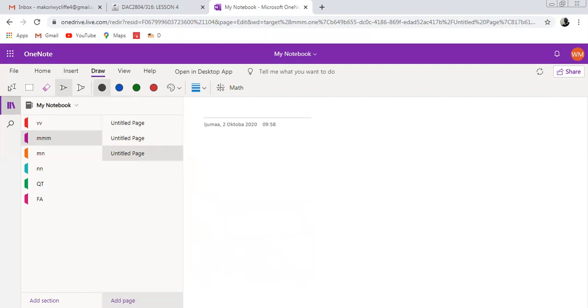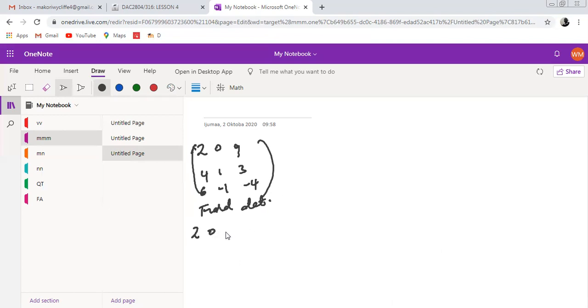So you can be given another matrix like this: 2, 0, 9, 4, 1, 3, 6, -1, -4. You are told to find the determinant. So one thing you need to do is rewrite the matrix, then repeat the first two columns. Then come to this corner, draw a line, come to this, draw another one, and another one. Then come to this end, draw a diagonal, draw another one, and draw another one.